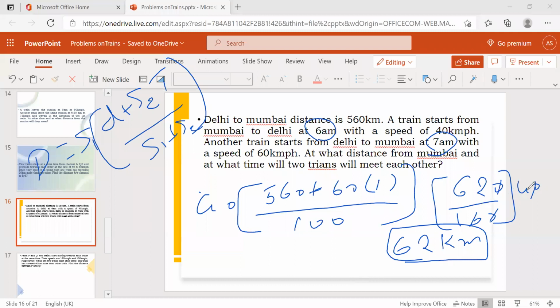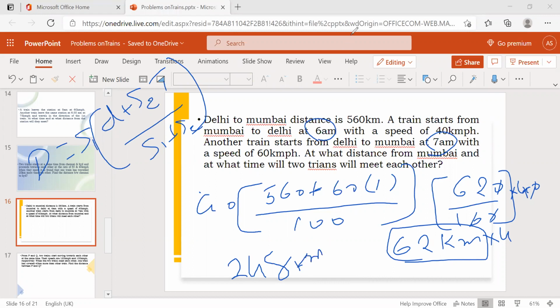Sorry, here 40 is there, right? I forgot the 4. So 62 into 4. What's 62 into 4? 240 plus 8, so 248. 248 kilometers, so you have to say that.